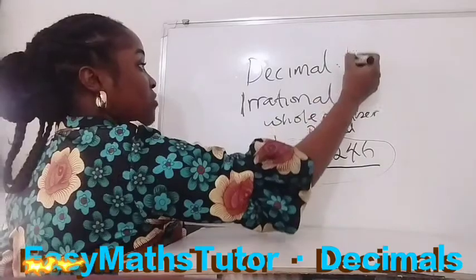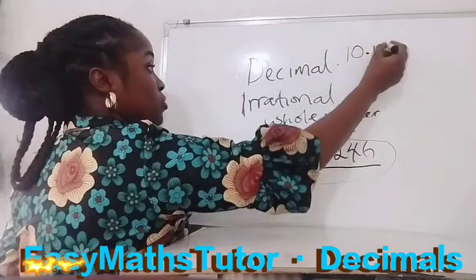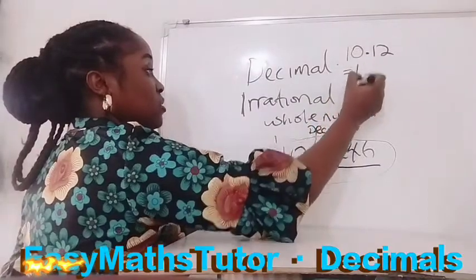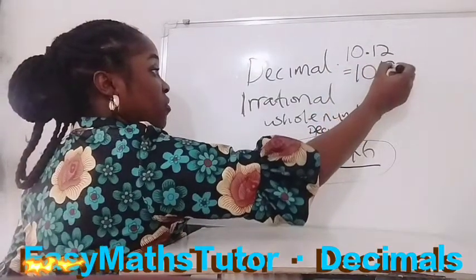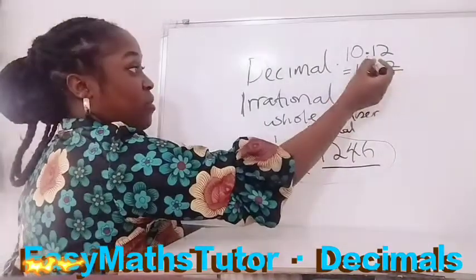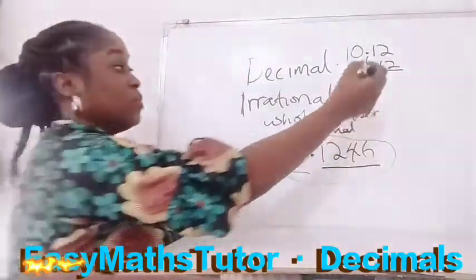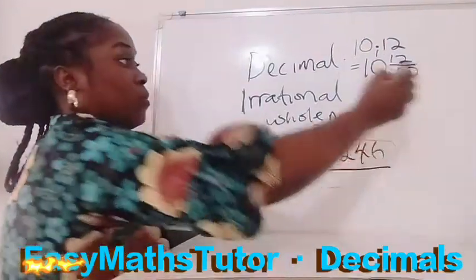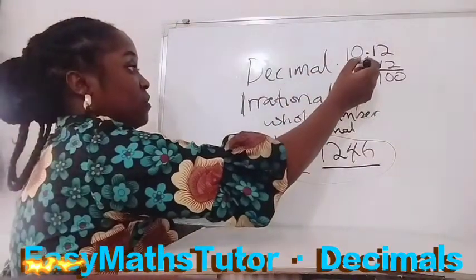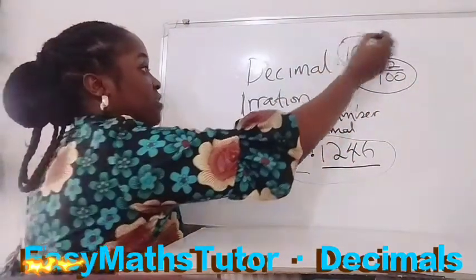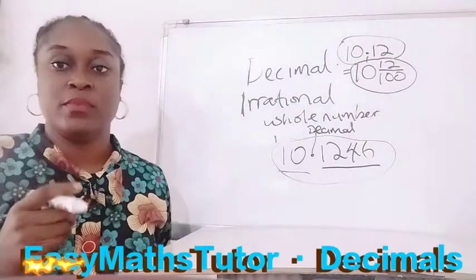For instance, we will have 10.12. If I'm converting it, it will be 10 whole number, 12 all over... The decimal point represents 1 in the denominator, and the 2 digits represent 0. So this is the mixed fraction format of this decimal number.